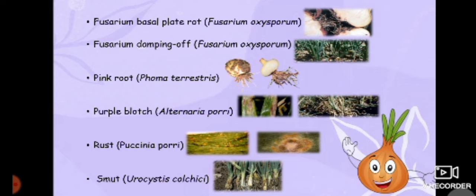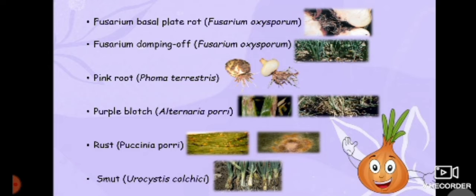Next is the pink root, Phoma terrestris. The symptoms are light pink roots which darken and turn purple. Roots become transparent and water soaked. The plant may look like it has a nutrient deficiency. Infected seedlings may die. Stunted plants with undersized, shriveled bulbs.